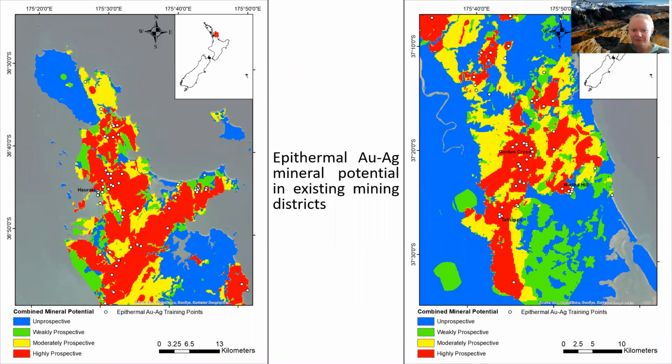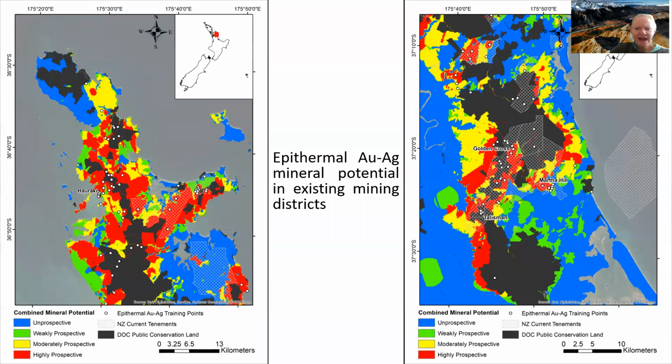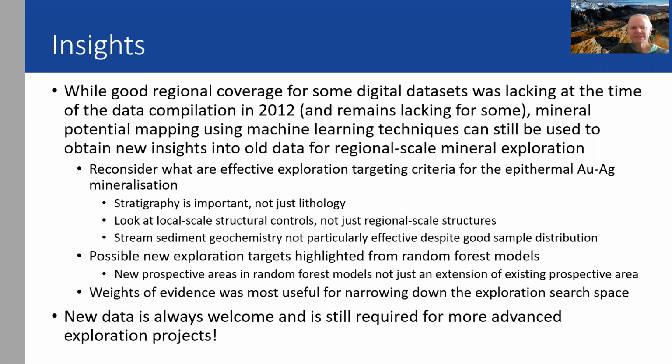So zooming into a couple of areas around existing mining districts, we can see here the amount of prospective area around Hauraki and Martha Hill. And again, plotting up the DOC public conservation land map and the current tenement situation, we can see that there are still some highly prospective areas where we might possibly be able to do some exploration for our epithermal gold mineral system.